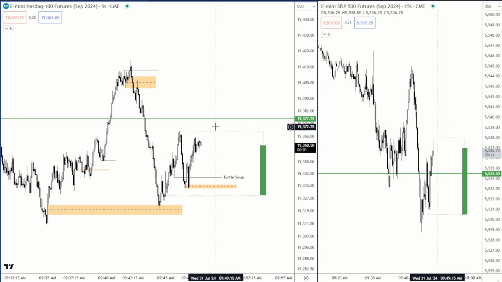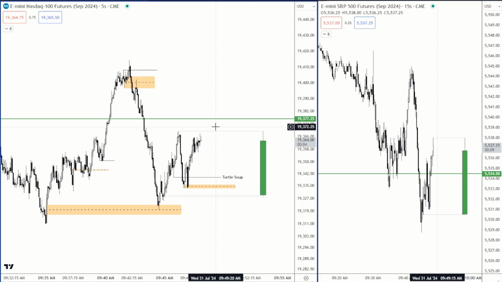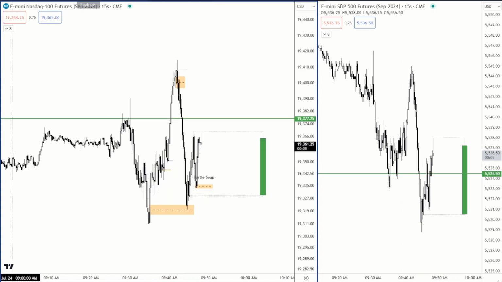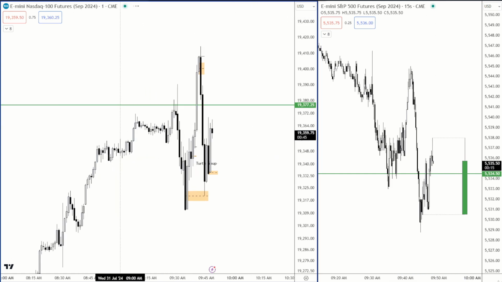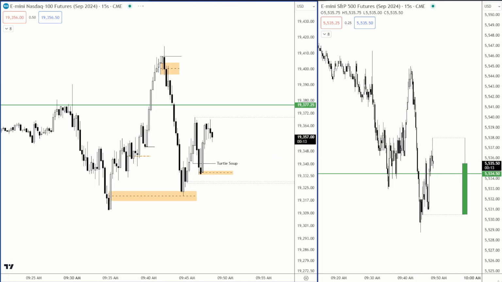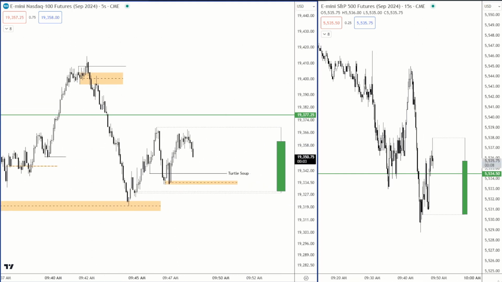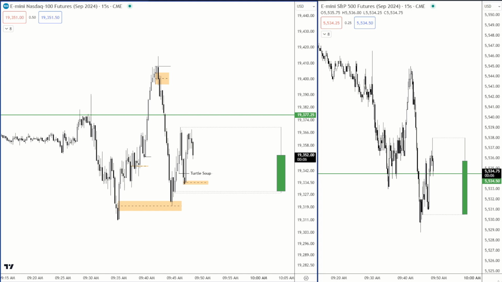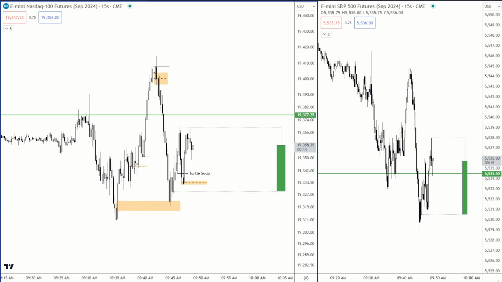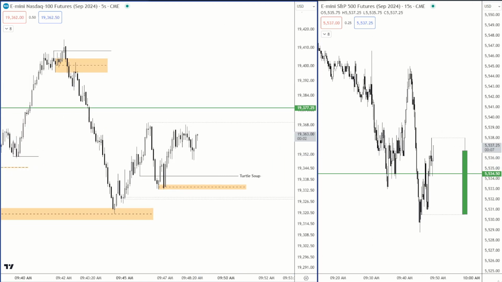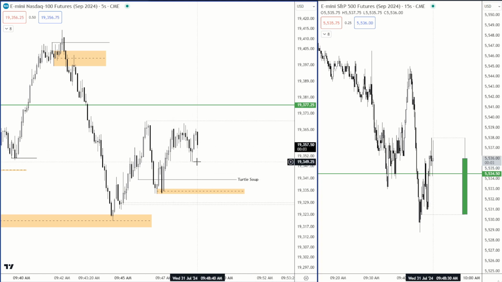If I were to enter here, you have to be logical of where your stop placement would be. Here, I don't really see a good stop. For my kind of trading, I don't really see a good stop to place, so I'm not just gonna enter it just because I think it's gonna go up. I enter it if I have a good take profit, good stop loss, good entry. You need all three. You don't just enter off of anything. Like right here, I can get long and put my stop at this low.